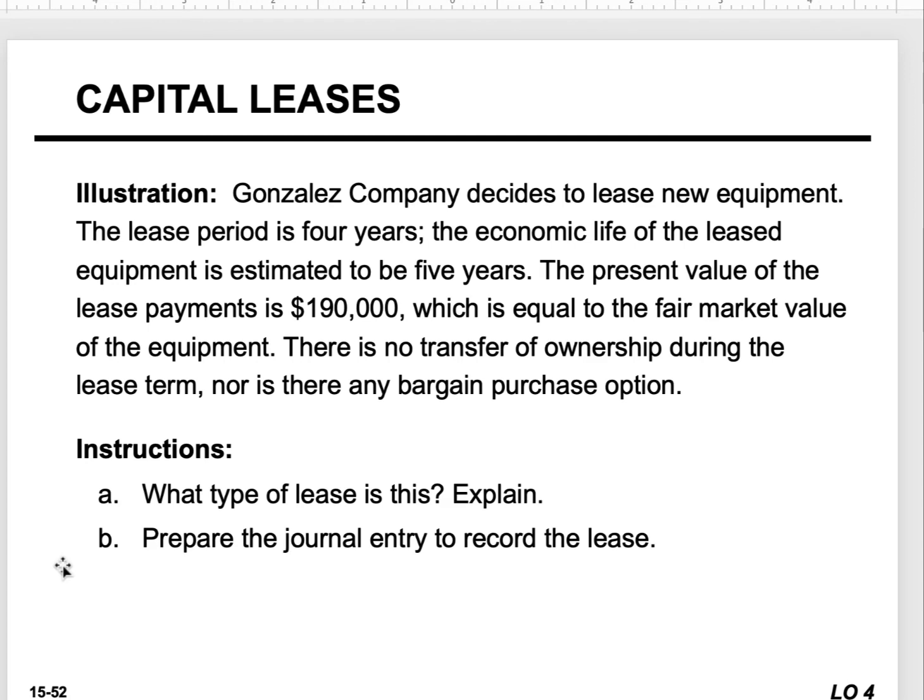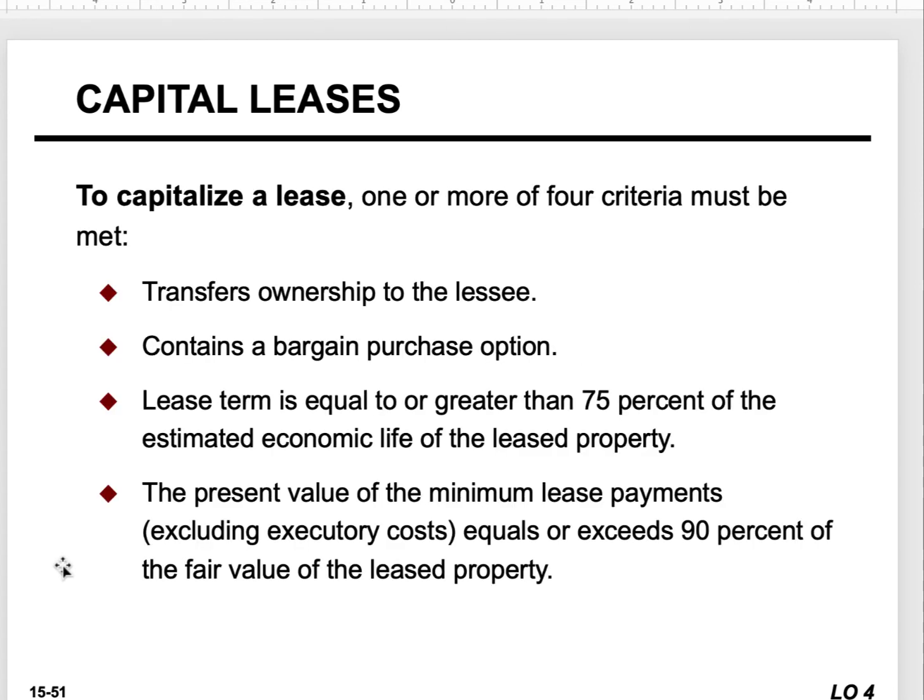All right, so let's look at an example. Gonzala Company decides to lease new equipment. The lease period is for 4 years. The economic life of the leased equipment is 5 years. The present value of the lease payments is $190,000, which equals the fair market value of the equipment. There's no transfer of ownership during the lease. There's no bargain purchase option. What type of lease is this? Well, let's go through each of our questions, or each of our criteria.